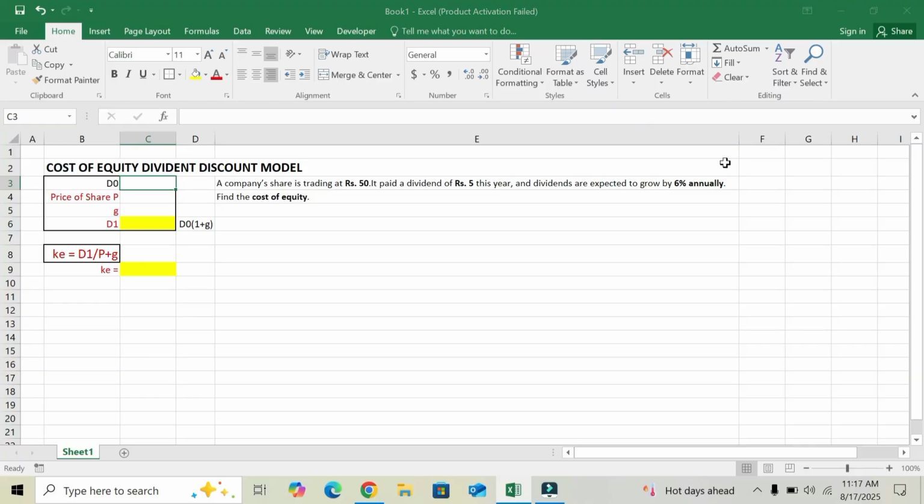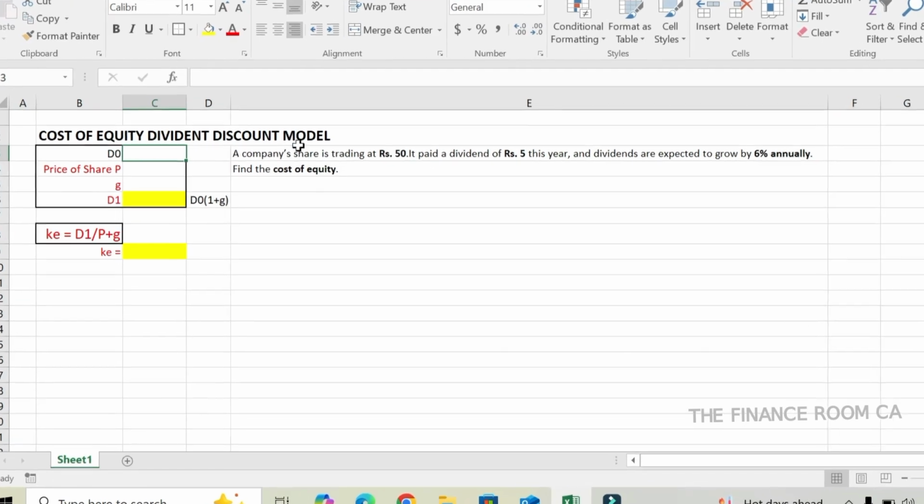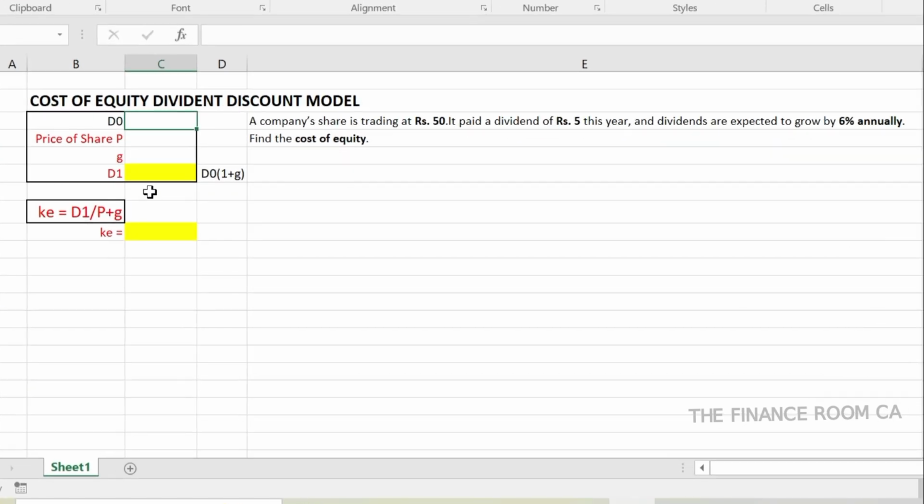Hello, today we are talking about one of the most important concepts in finance. It's the cost of equity. In simple words, what is the cost of equity? It's the return that the shareholders expect from investing in a company. And in this video, we'll quickly calculate it using the dividend discount model, which is also known as DDM.